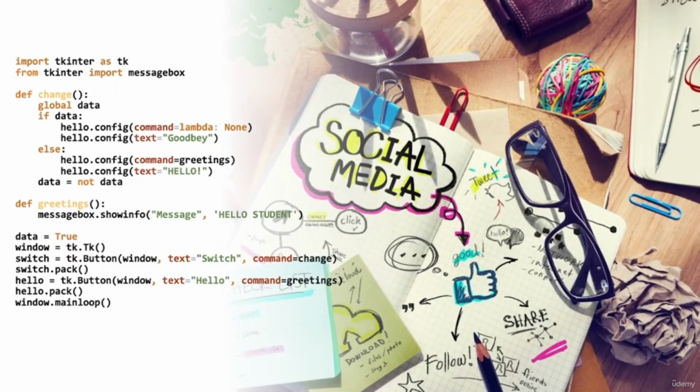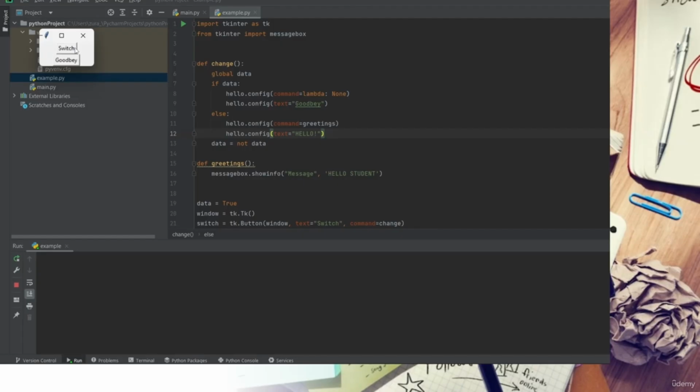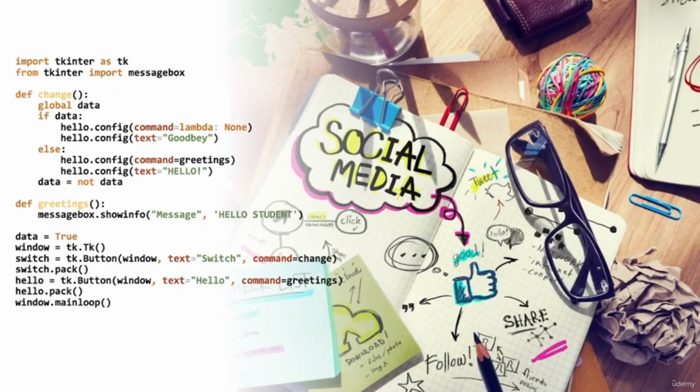And again, by applying the config method to our hello button and assigning the goodbye string data type to a text argument, we are able to change the text of our hello button to goodbye. And if we try to click on this button, nothing will happen as we have removed the callback initially.